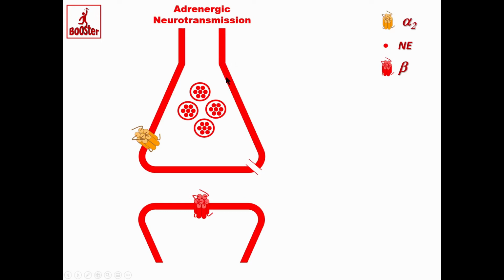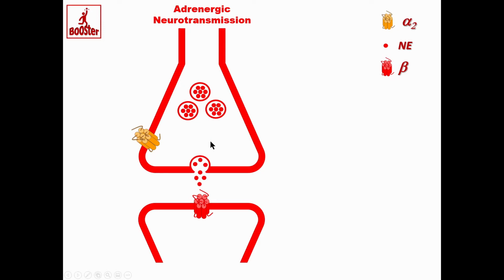So now let's try to understand how the autoreceptor is going to work. We're going to take an example of adrenergic neurotransmission, exactly the same model that we just saw. This is a presynaptic neuron. It's a postsynaptic neuron. That's the adrenergic receptor. This is another adrenergic receptor, and then here is this presynaptic vesicle.